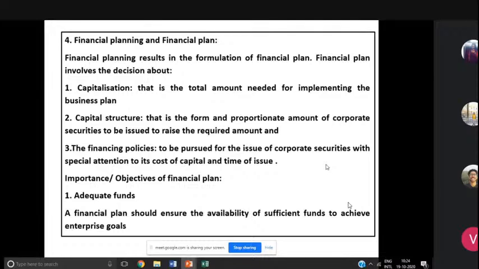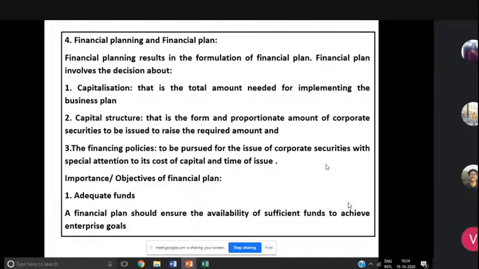Right? Total amount to be invested for implementing the business plan. Total amount to be invested or total amount needed for implementing the business plan. The right word is total amount to be invested. I repeat, capitalization, that is the total amount to be invested for implementing the business plan.